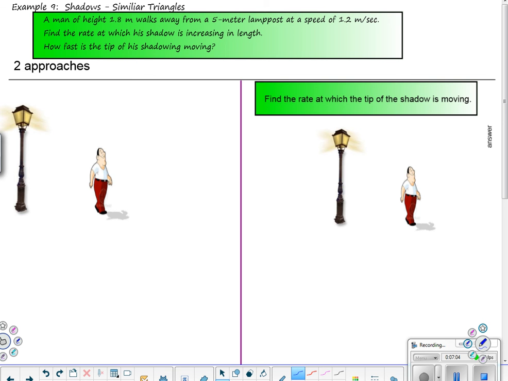A man of height 1.8 meters walks away from a 5-meter lamp. So my guy is 1.8 meters tall, the lamp is 5 meters tall, and he's walking away from it at a speed of 1.2 meters per second. Find the rate at which his shadow is increasing in length, and how fast then is the tip of the shadow moving. Those are two different questions. We're going to do part A first, and then we'll talk about part B.